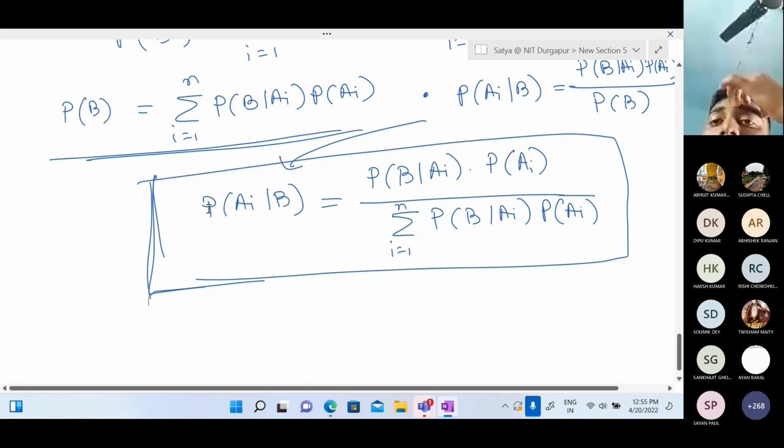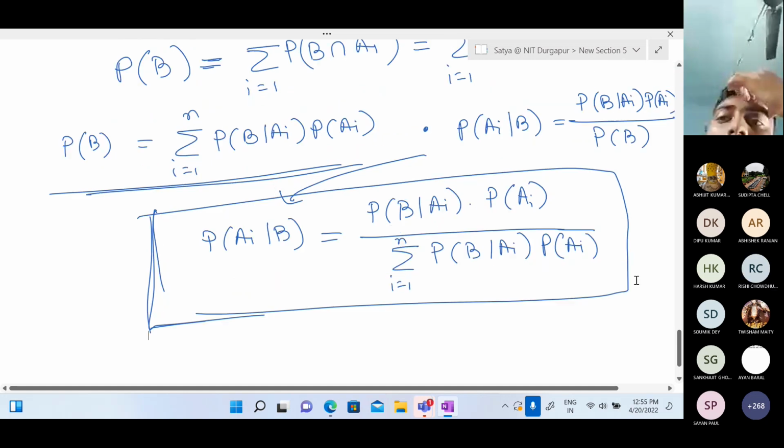Sometimes B given Ai probability is easier than Ai given B. So sometimes we will use this Bayes theorem, and I hope we will discuss some examples tomorrow. Tomorrow's class is some probability examples. Okay, any questions? So thank you all.